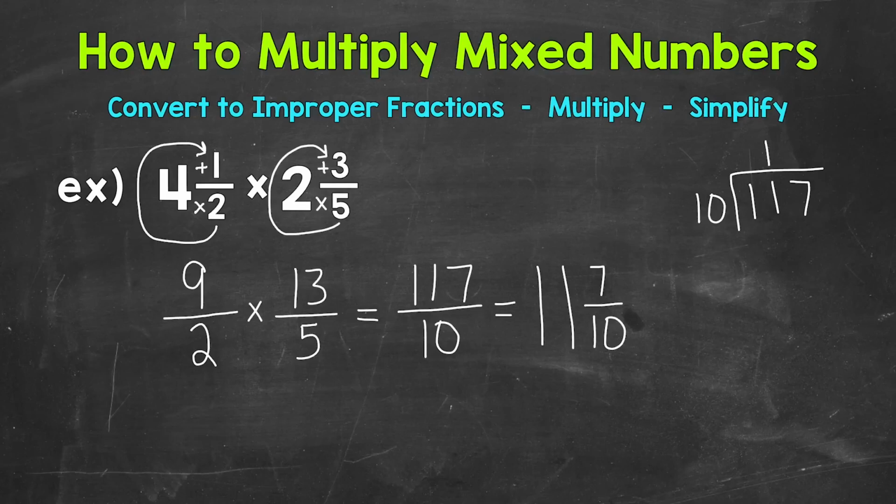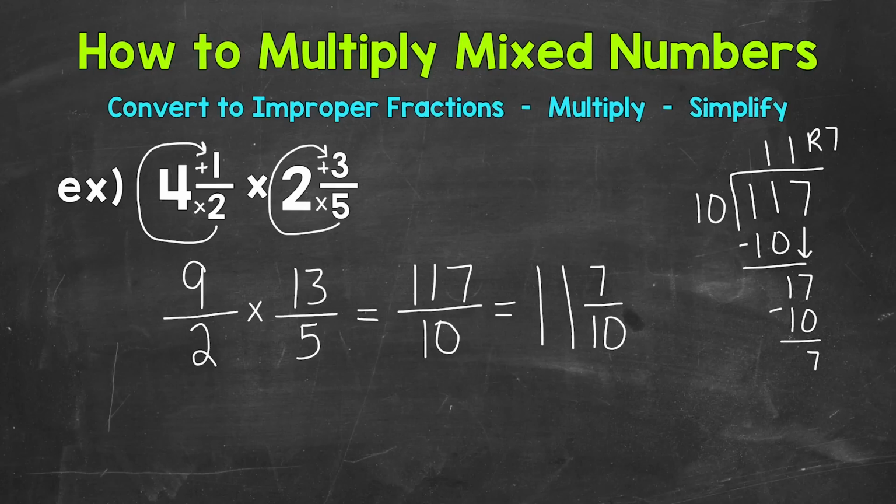1 times 10 is 10. Subtract, we get 1. Bring down the 7. So how many whole groups of 10 out of 17? 1. 1 times 10 is 10. Subtract, and we get a remainder of 7. So we get the same thing either way.